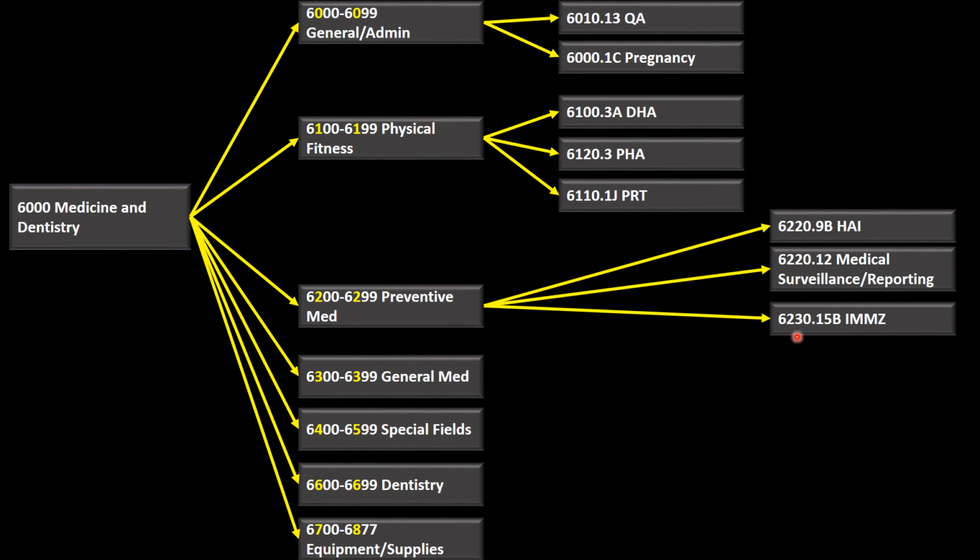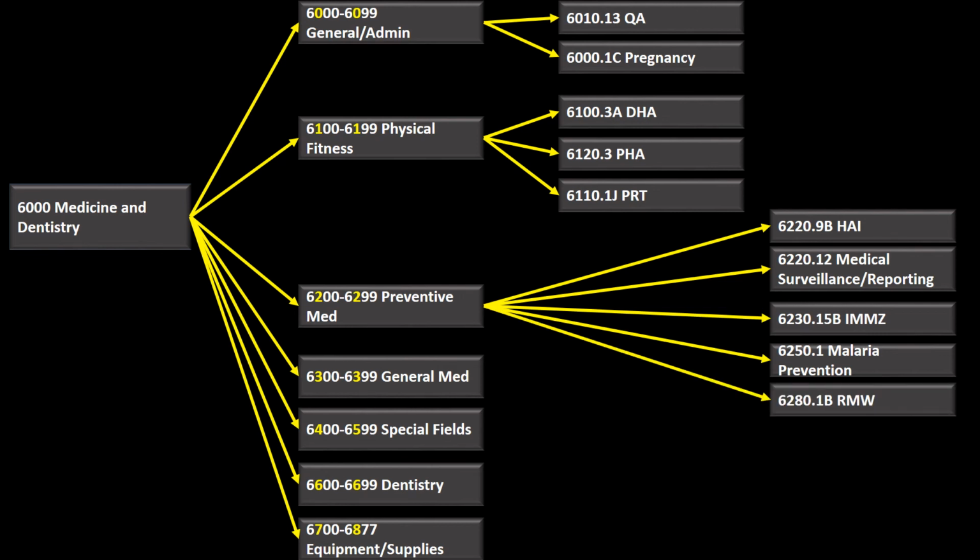6 medicine, 2 preventative medicine, 3 has to do with chemoprophylaxis. Well, that's what an immunization is. We give you a chemical, right, that's going to induce immunity, so you're immune to that. It prevents that disease. And then we've got the Navy Marine Corps Public Health Manual 6250.1, the Malaria Prevention and Control Handbook. And then we also have 6280.1 Bravo, Regulated Medical Waste.